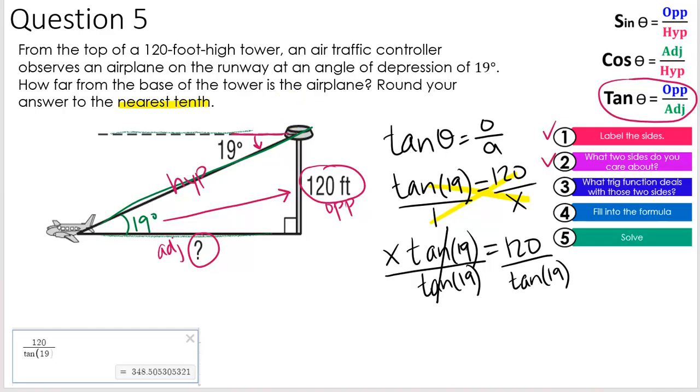So we want to do this to the nearest tenth, right? The tenth is just one decimal. So we look at that second number. Oh, it's a 0. So that's not going to do anything, right? So our side is going to be 348.5.